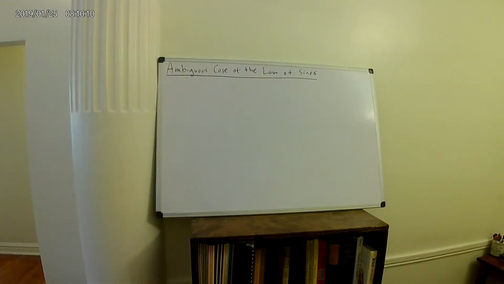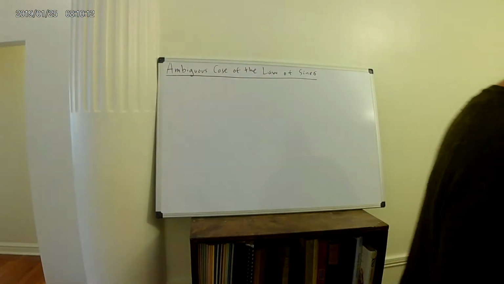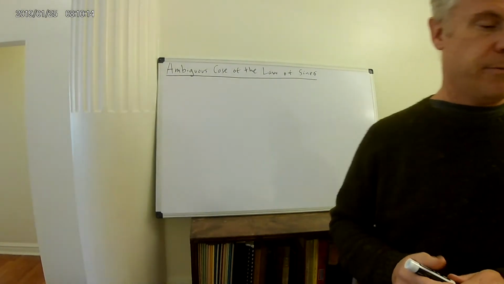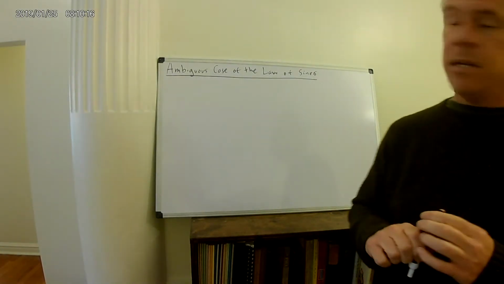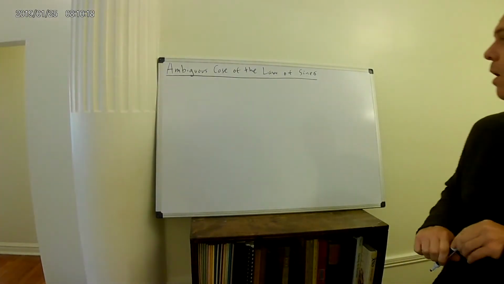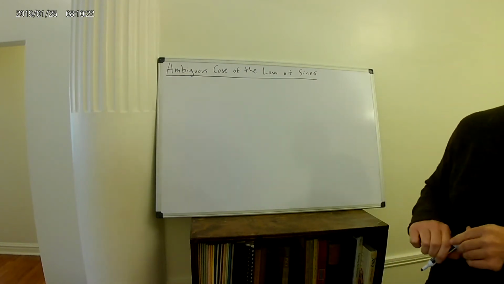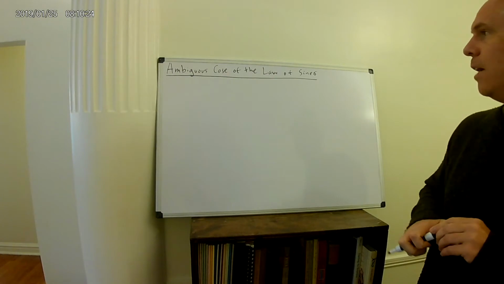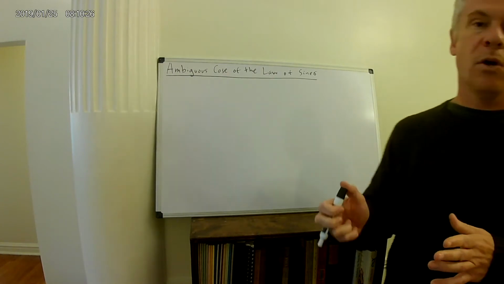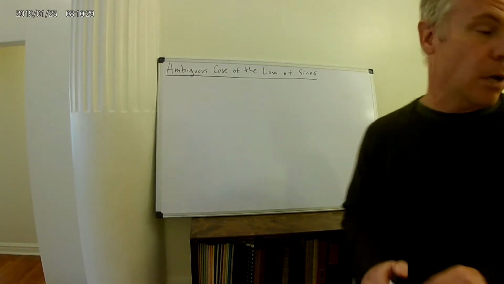This is a video lecture for Math 140 for Tuesday, April 21st. And the topic is the ambiguous case of the law of sines. It sounds sort of like a detective novel, but it's actually a case of a certain kind of triangle where we have an ambiguity when we apply the law of sines.